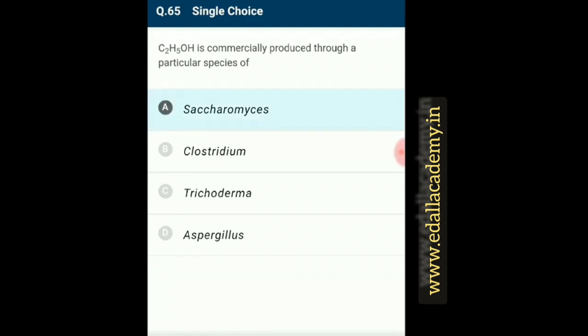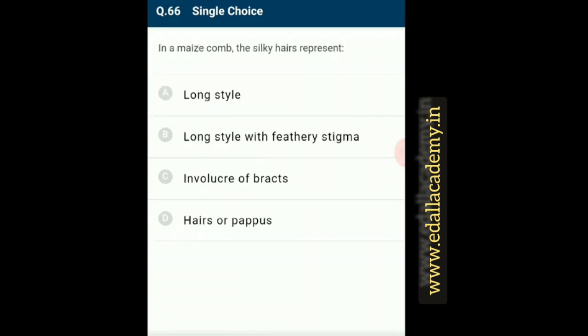C2H5OH is commercially produced through Saccharomyces. Question number 66. In a maize cob, the silky hairs represent. Maize is a monocot plant from the angiosperm division. Maize uses wind as an agent for the pollination process. It does not need an elaborate flower with colorful petals and nectar. Also, the maize plant produces unisexual flowers, that is, male and female flowers are separate.